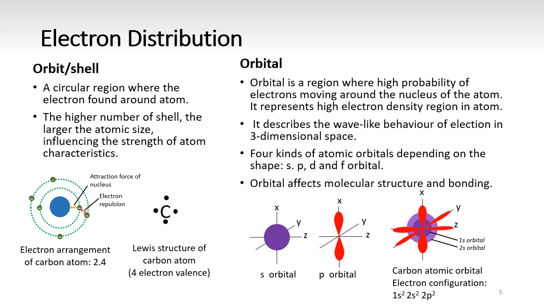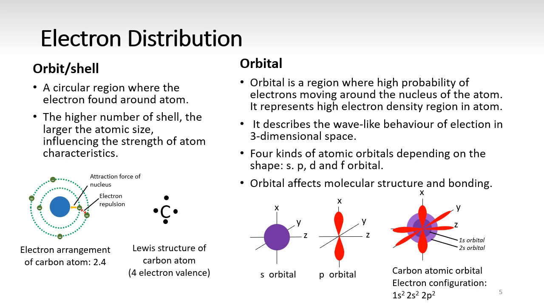There are four kinds of atomic orbitals depending on the shape: S, P, D, and F orbitals. If we look at the diagram below, the S orbital has spherical shape, while P orbital has dumbbell shape. Orbital greatly affects molecular structure and bonding. The diagrams below also show the electron arrangement and electron configuration.